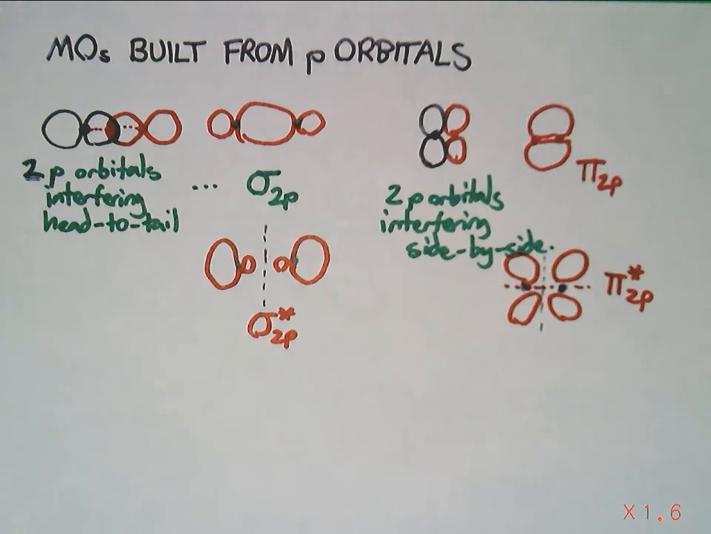Alright, so how do these things fit into a molecular orbital diagram? Well, that's kind of complicated. And you'll have to be given the molecular orbital diagram whenever you've got things with two p's in there. Let me give you an example of one now.